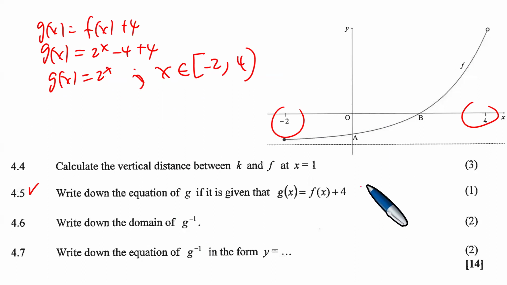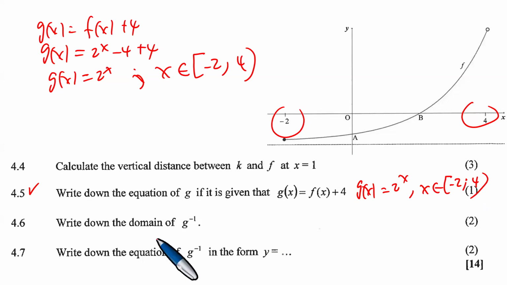If the examiner would ask you to write down the equation, you would say g of x equals 2 to the power x, and x is an element of the interval -2 to 4, like so.